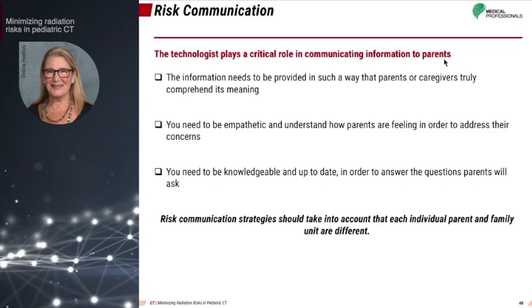In fact, the general public perceives, understands, and estimates risks quite differently from trained professionals. And so, many parents are quite understandably afraid of subjecting their children to radiation. Here, you, the technologist, play a critical role in communicating information to the parents.